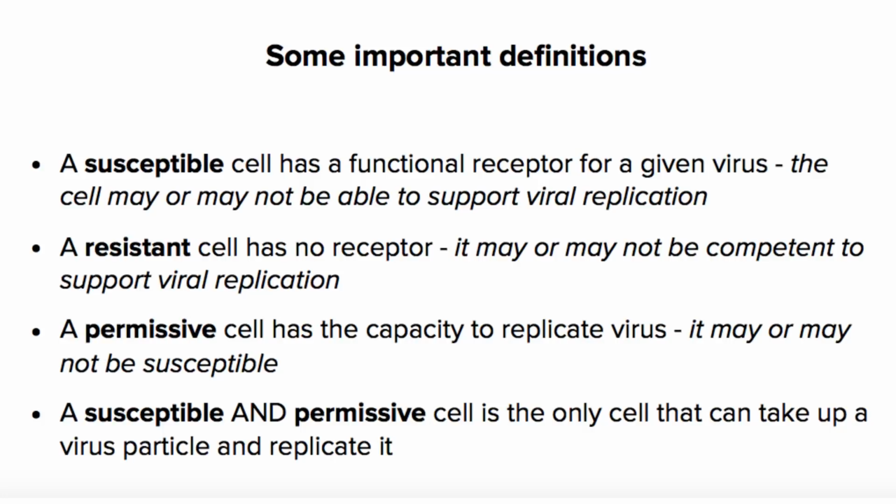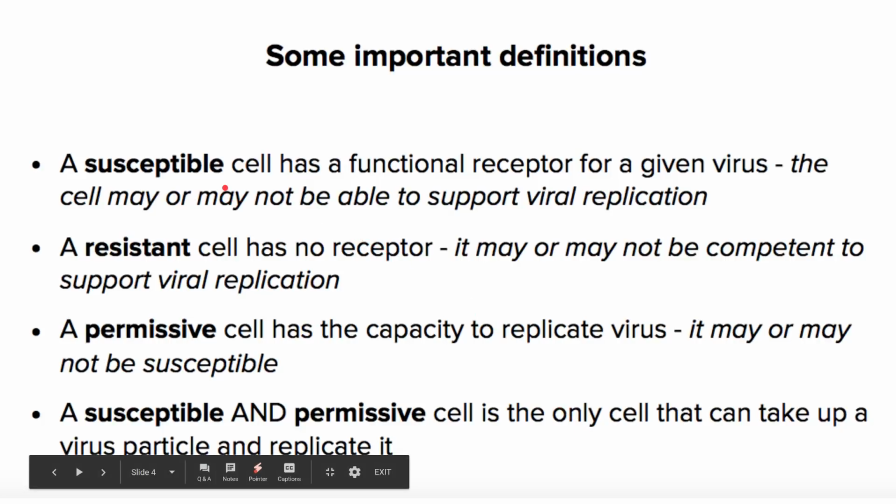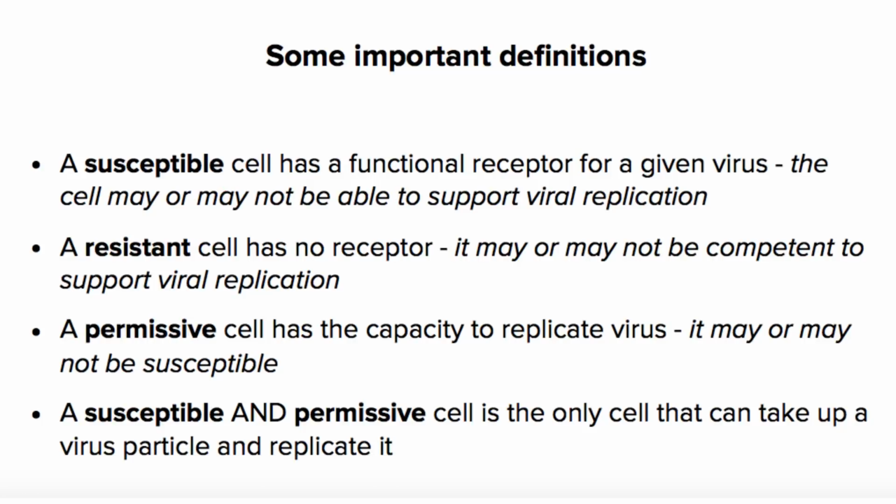خلينا نكون on the same page على 4 مصطلحات نعرفها تعريف نتفق عليه عشان ما يكون في خلاف بعدين. التعريف الأول هو susceptible cell. This cell, it has the receptor that the virus needs to internalize, to bind to it at least, but it doesn't necessarily mean it will support a viral replication. Not necessarily. A resistant cell is a cell that does not have the receptor, but it might or might not be able to support a viral replication.